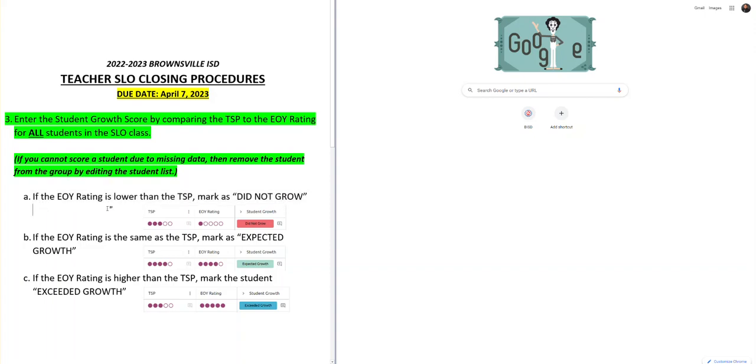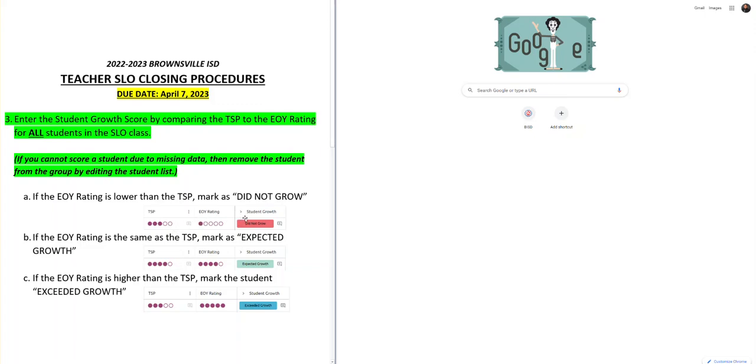If the end of year rating is lower than the TSP, you will mark the student as did not grow. Let's talk about that for a second. Here's our example. TSP, that's the target that the teacher set for this student at the beginning of the year. Don't forget that you gave the student a baseline test and gave them their ISP rating, or initial skill profile rating. As soon as you gave them their ISP rating, you were then asked to create a target for that student to meet by the end of the year.